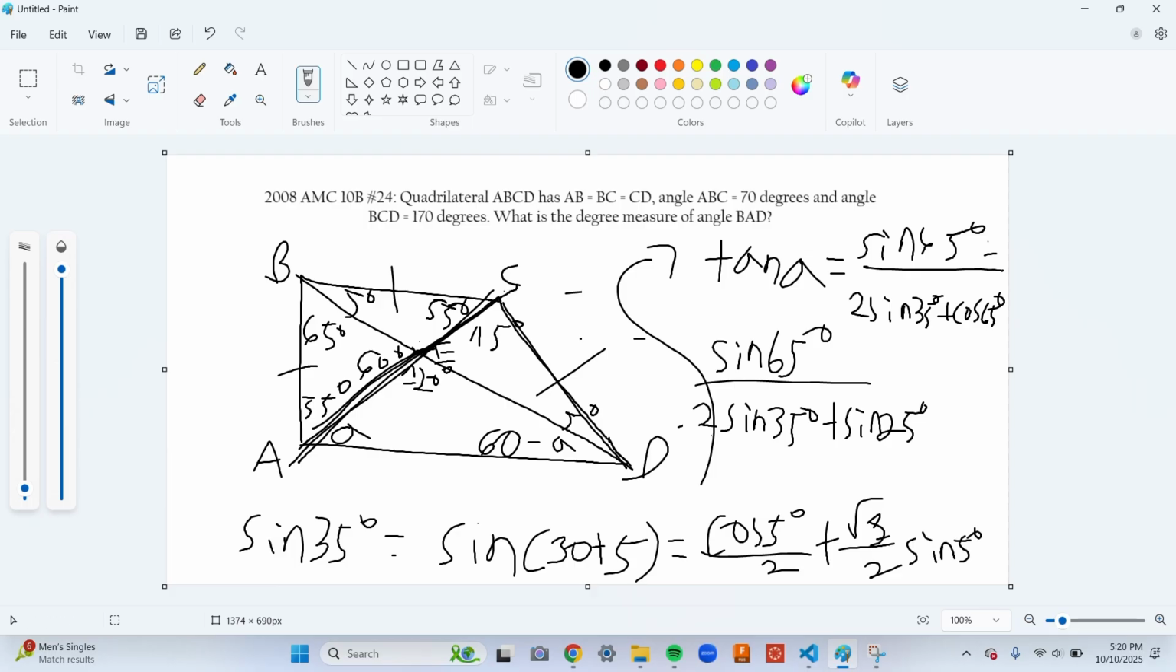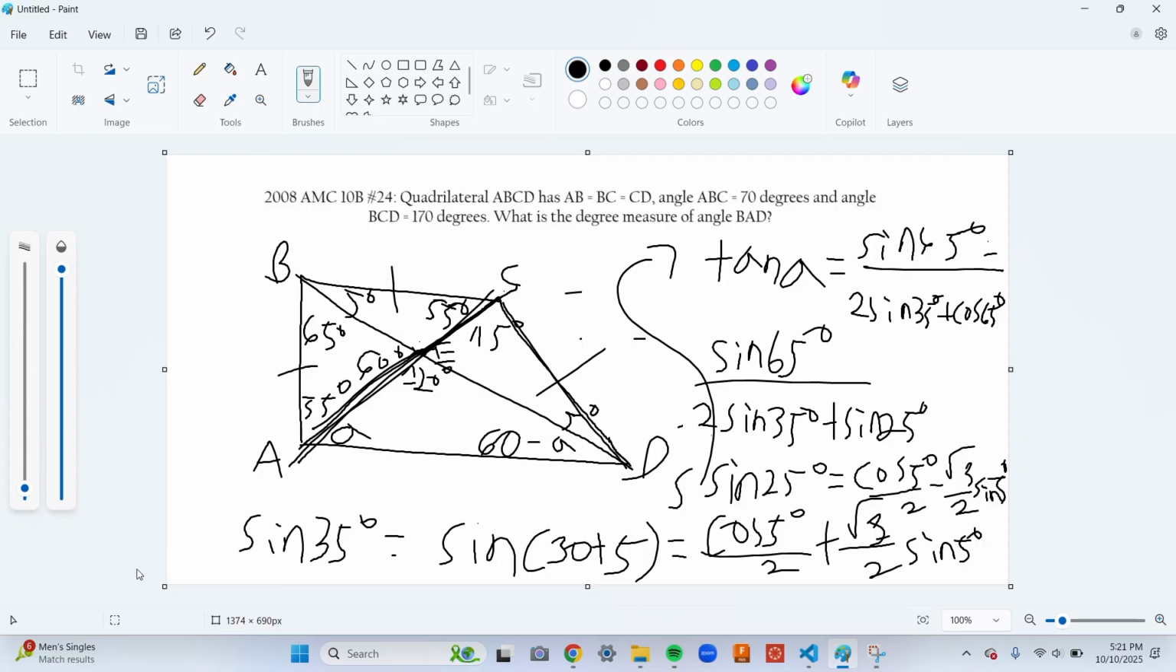Right, and then similarly, if we do the same thing for sine of 25 degrees, we'll get sine of 25 degrees is equal to sine of 30 minus 5. So it's just this expression, but with the minus sign instead of the plus sign. So now we have sine of 35 degrees equals this, and then sine of 25 degrees equals cosine of 5 over 2 minus root 3 over 2 sine 5. Try to fit that. Okay.